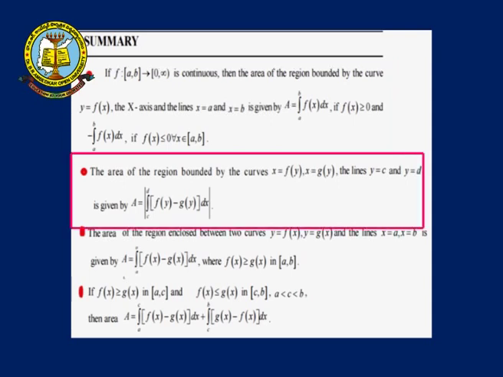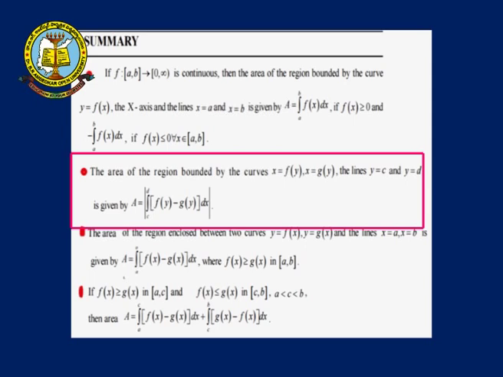Next, the second area: whenever there is a region bounded by two curves, x equals f of y and x equals g of y. Here whichever is the highest, that function is greater than or equal to 0, so the area is f of y minus g of y within the interval c to d. That is the last concept.